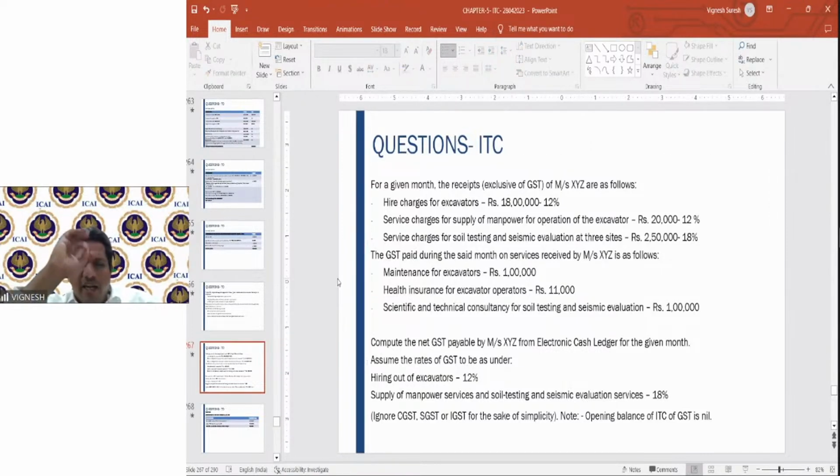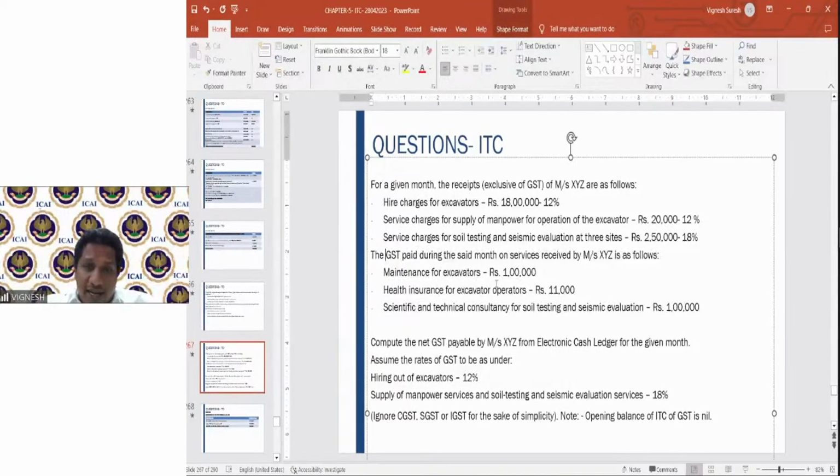Reading the problem is very, very important. I cannot stress enough the importance of reading the question. So make sure this is the GST paid mark. So the entire amount will be taken as the input tax credit.